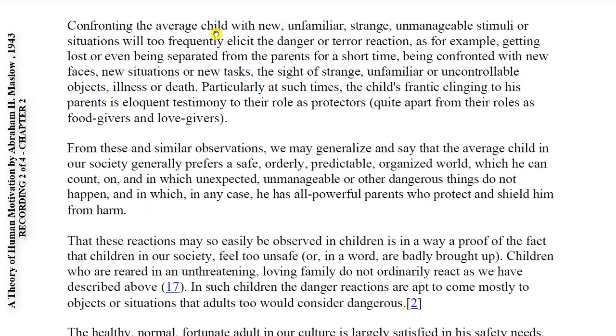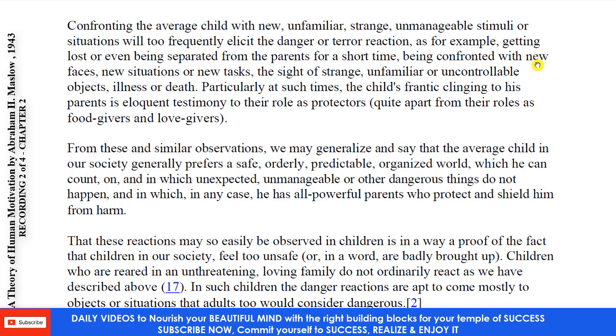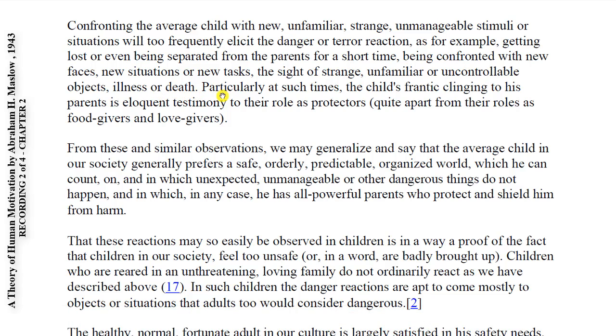Confronting the average child with new, unfamiliar, strange, unmanageable stimuli or situations will too frequently elicit the danger or terror reaction, as for example, getting lost or even being separated from the parents for a short time, being confronted with new faces, new situations, or new tasks, the sight of strange, unfamiliar, or uncontrollable objects, illness, or death. Particularly at such times, the child's frantic clinging to his parents is eloquent testimony to their role as protectors, quite apart from their roles as food givers and love givers.